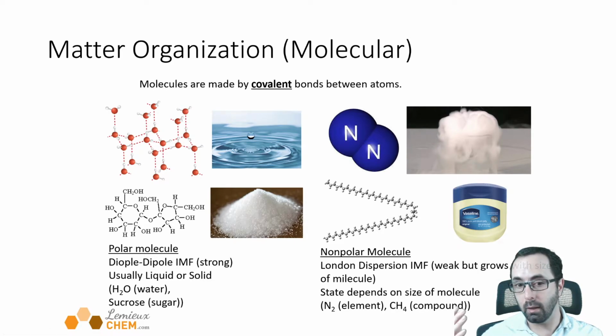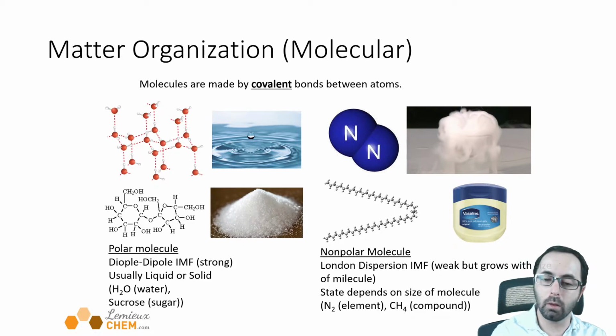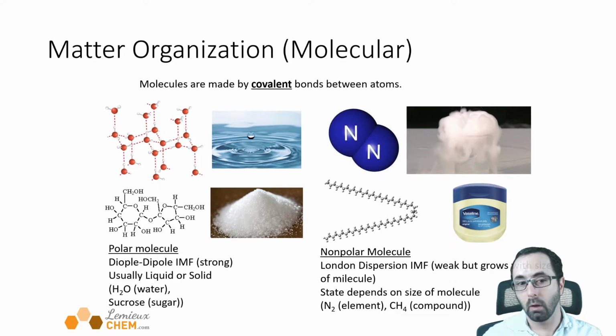Matter can also be arranged in molecules. So in terms of molecules, we have two big types, either polar molecules or non-polar molecules. Remember, molecules are made by covalent bonds between atoms, bonds between nonmetal atoms. So if we have water, for example, water is a very polar molecule. It has hydrogen bonding forces because it has hydrogen bonded to oxygen. And the result is that it has quite strong attractive forces. Hydrogen bonding forces are quite strong. They're an extra strong type of dipole-dipole force.